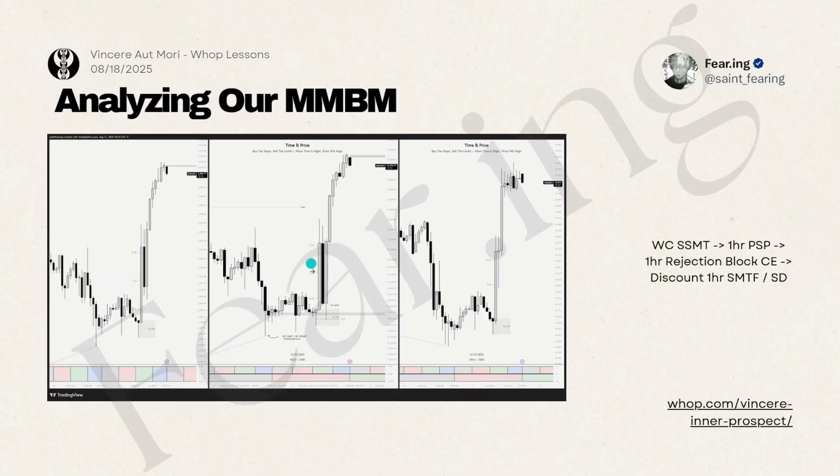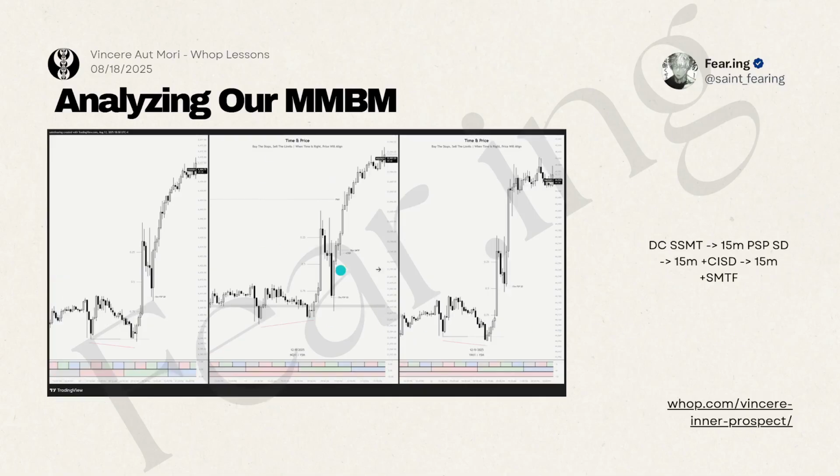Again, here's the time frame alignment. So, ultimate discount of the range, 1-hour SMTF, 1-hour PSP test, and I didn't reference this, but also mitigated the consequent encroachment of this 1-hour rejection block. From there, on the right here, on the 50-minute time frame, almost the same exact thing.